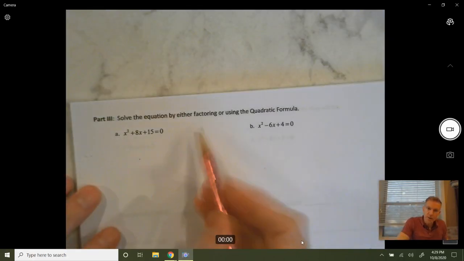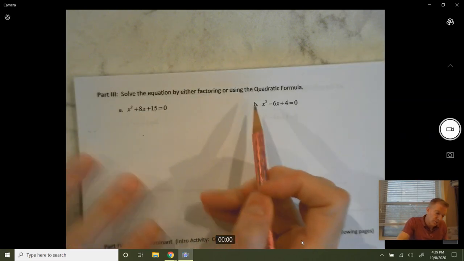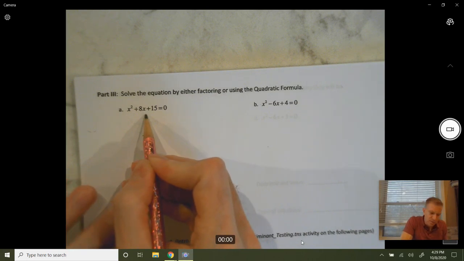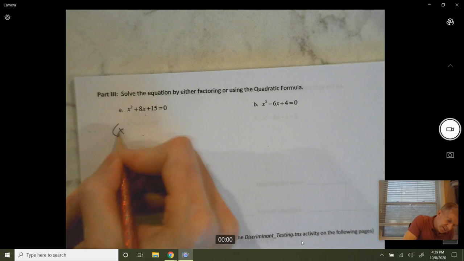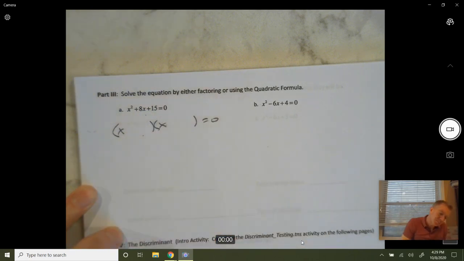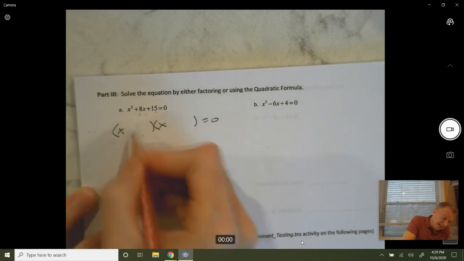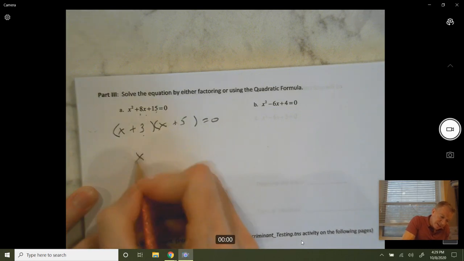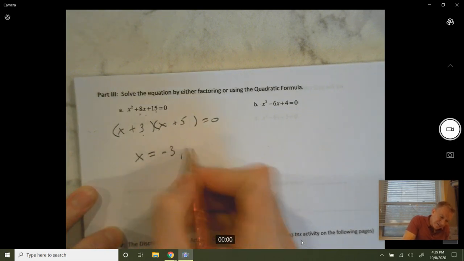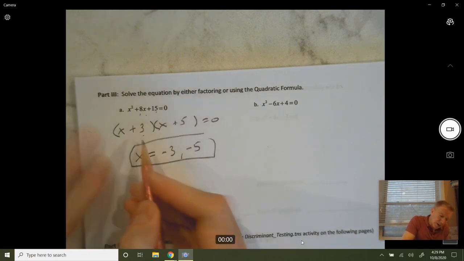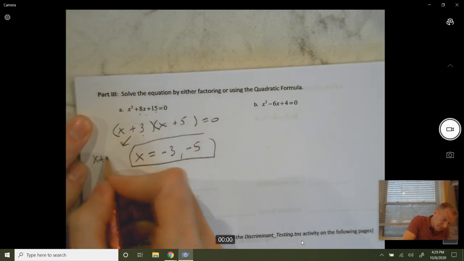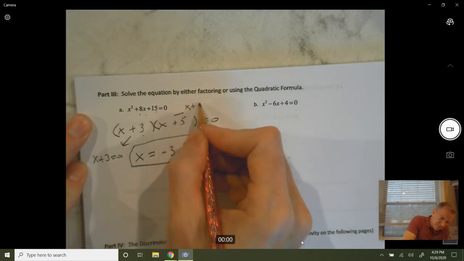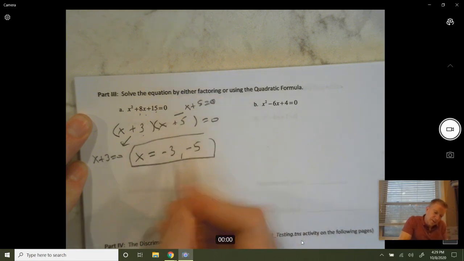So solve the equation either by factoring or using the quadratic formula. Let's factor if we can factor. It's always easier to factor if you can factor. So this one, I think this factors, doesn't it? Two numbers that multiply to 15 and add to 8, so plus 3 and plus 5. Yep, that looks like it works. So x equals -3 or -5. Use the zero product property. You set x plus 3 equal to 0, and x plus 5 equal to 0, and you'd get these two answers.